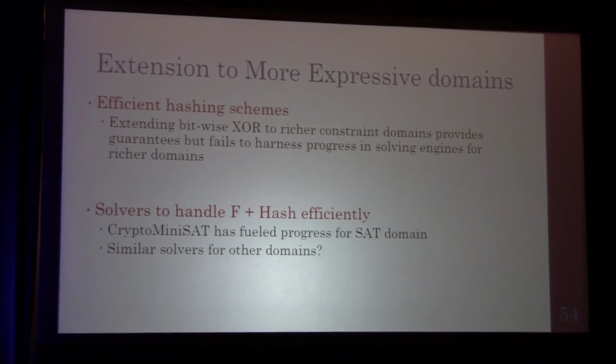One of them is how to design efficient hashing schemes. Recently, there has been some work on extending XORs to these richer constraints, generalizing them, but that gives theoretical guarantees while failing to harness the progress in the solving engines. So the design of efficient hash functions for richer constraints is still very much an open area. Once we design such hash functions, we will also have to design addendums to the algorithms to solve with these hash functions efficiently.